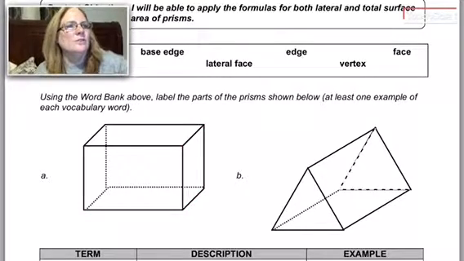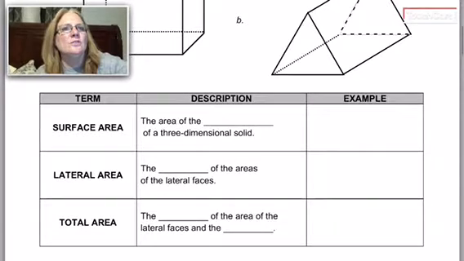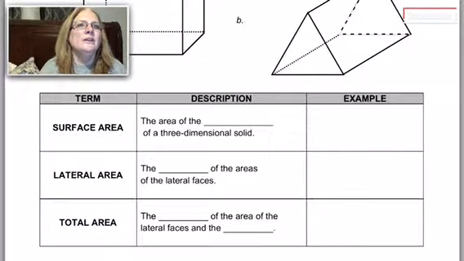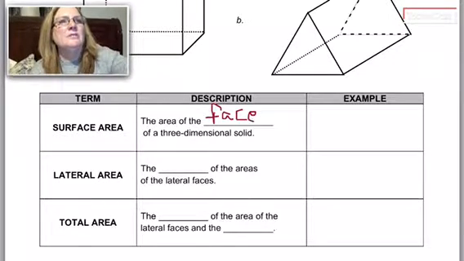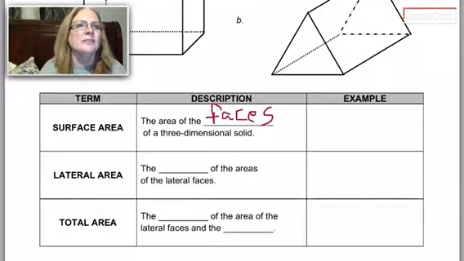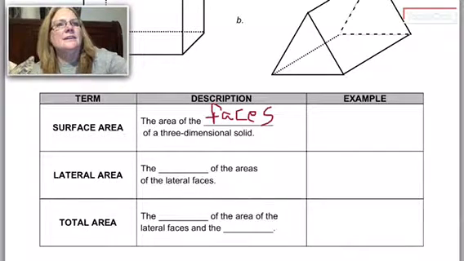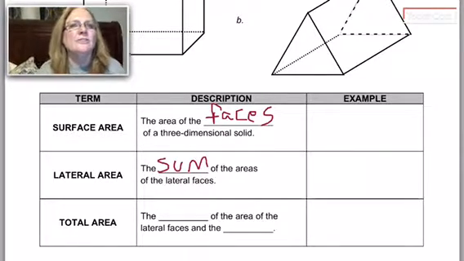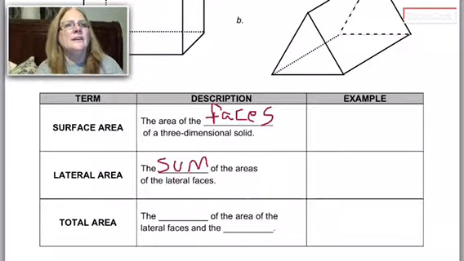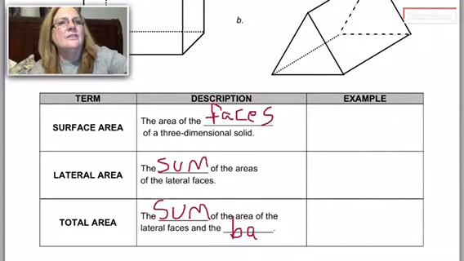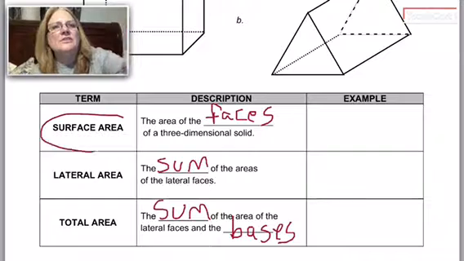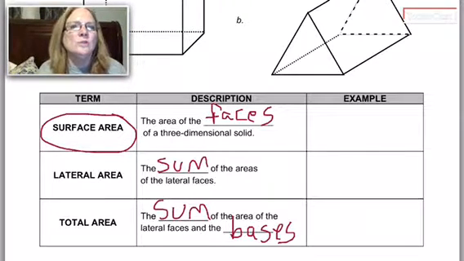Okay, so let's go a little further and fill in the surface area. Surface area is the area of all the faces of a three-dimensional solid. It includes all the faces. The lateral area is the sum of the area of the lateral faces. And then the total area is the sum of the area of the lateral faces and the bases. Now, if they just say surface area, they are referring to the total area. If they want the lateral, they will use the term lateral.